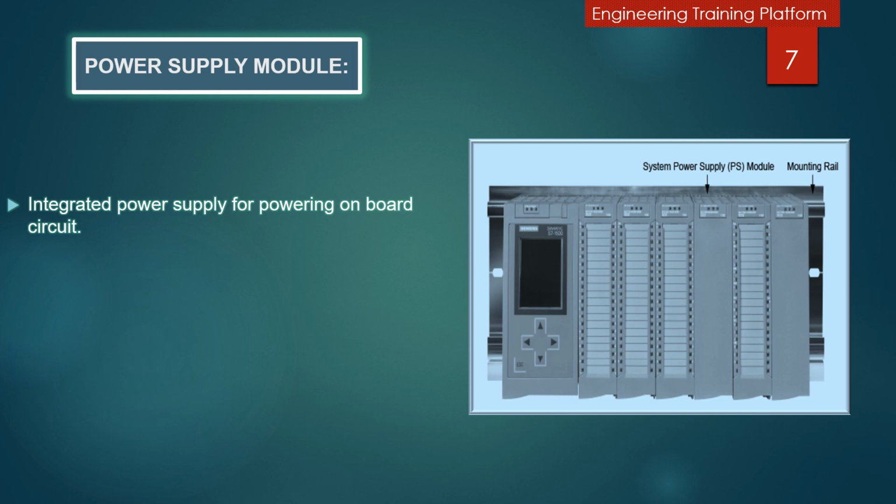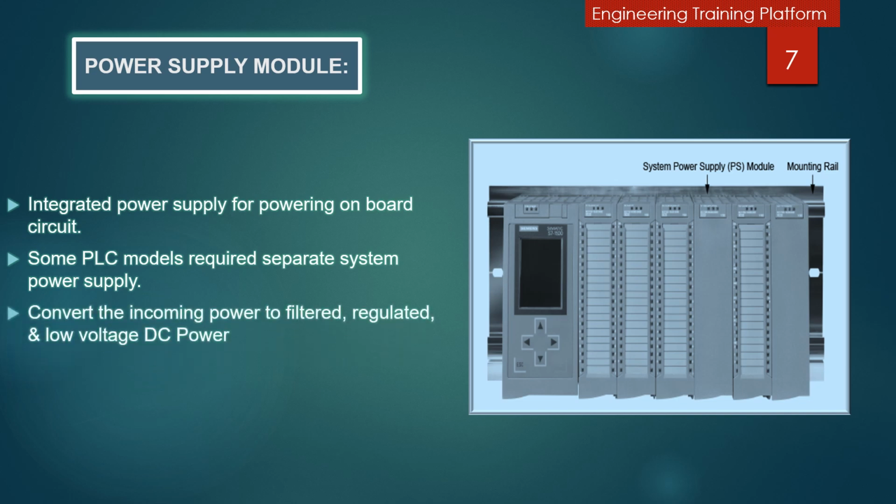Here I have shown in the picture the power supply modules installed on the mounting rail, along with the input-output modules. Some CPU modules have an integrated power supply for powering on-board circuits, and some PLC models require a separate system power supply. This system power supply converts the incoming power to filtered, regulated, low-voltage DC power. The system power is provided to a backplane that is common to multiple modules.